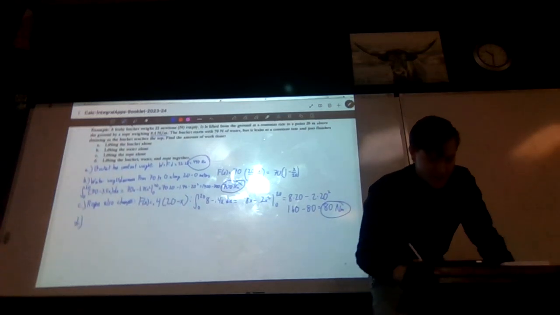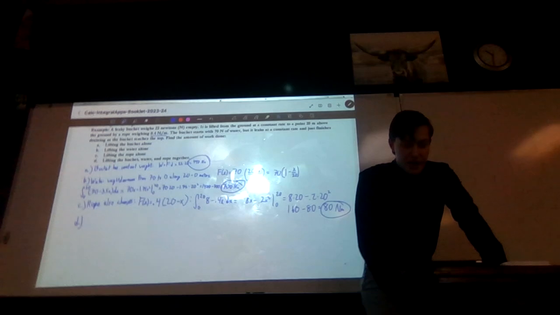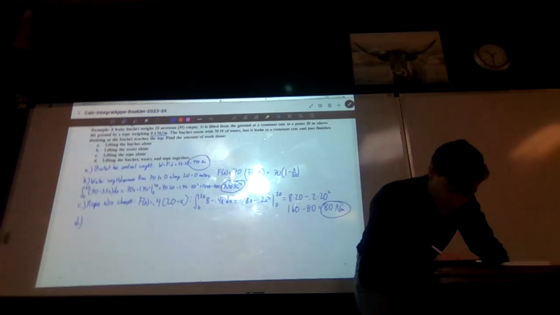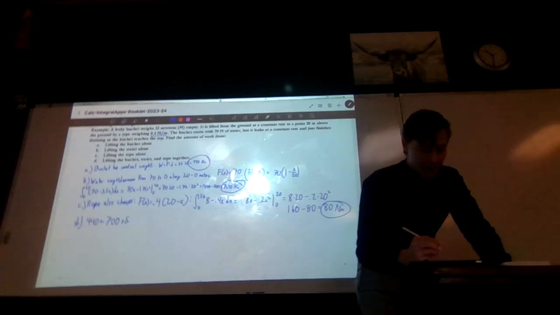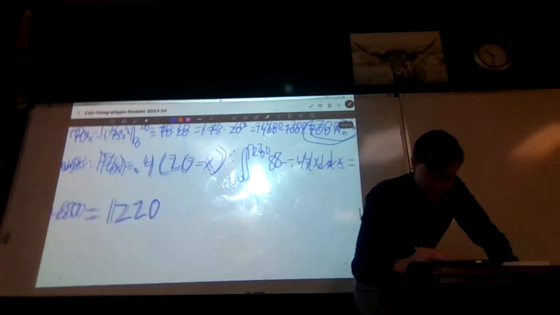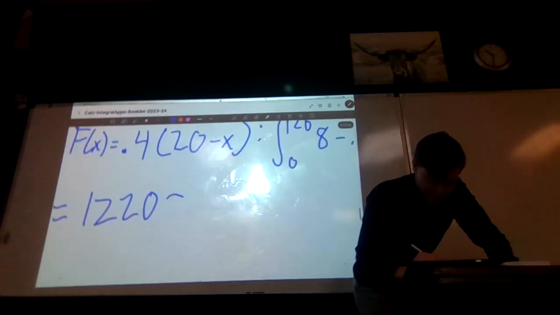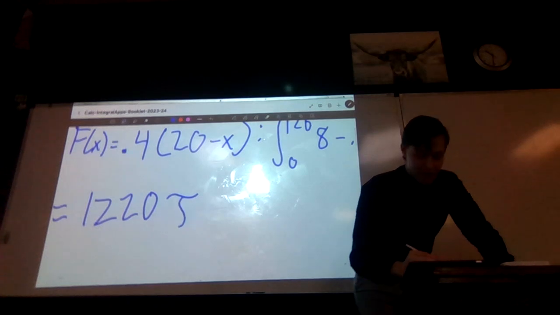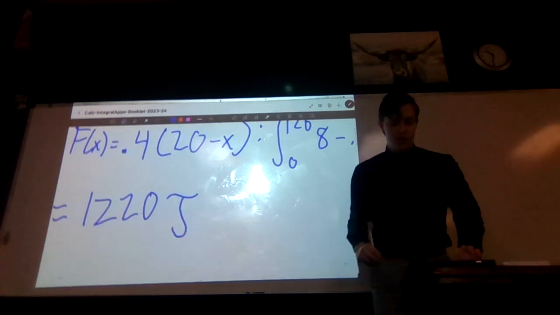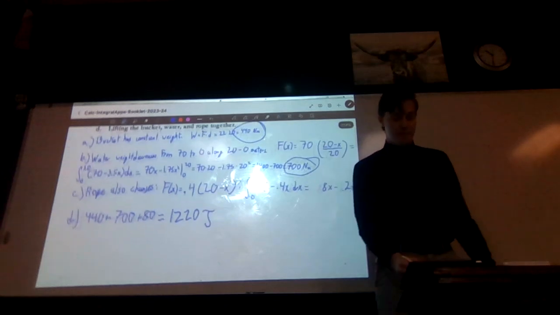Now for D, lifting the bucket, water and rope together. What do we need to do with all these numbers now? We need to add them together. 440 plus 700 plus 80 is equal to 1,210 newton meters. You don't do the J. That is what it takes in order to move the bucket from the bottom of the well to the top of the well.